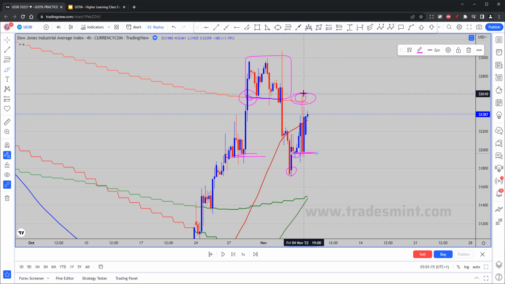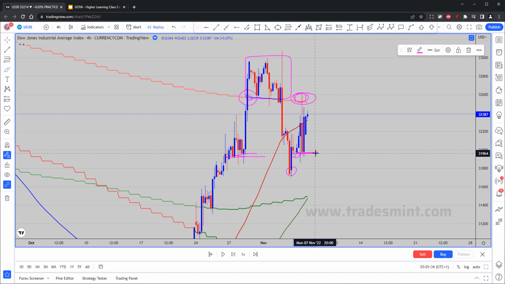Okay, so the short here was good. You had a good reaction. You had enough pips, points, to get out of the trade and make a nice decent profit. But if you were looking for a bigger swing, if you were looking to go for more points, to go lower, then you would see this reaction here.